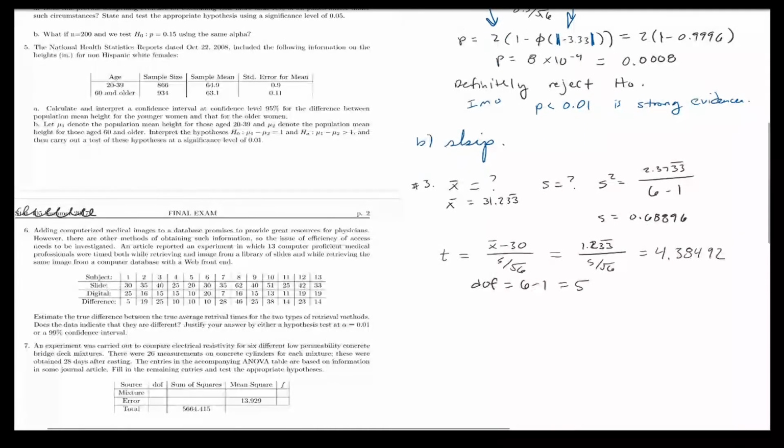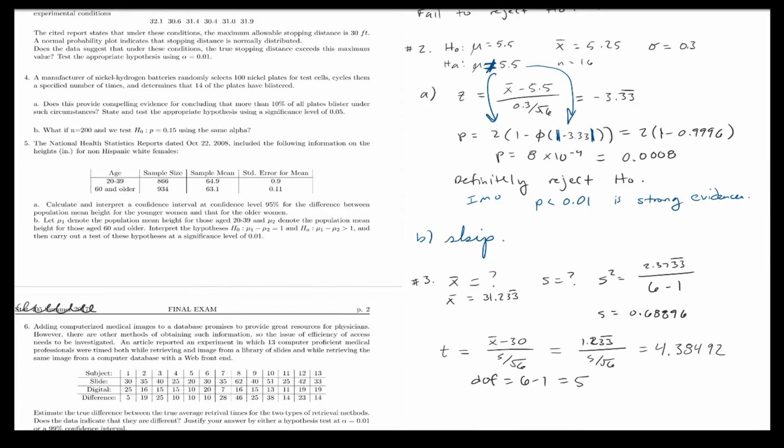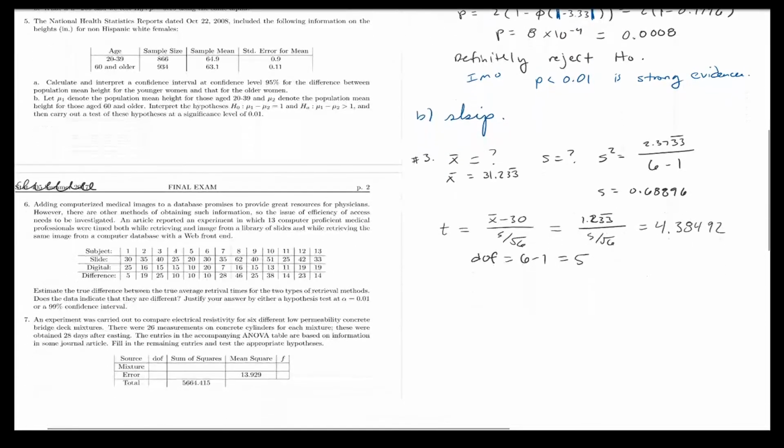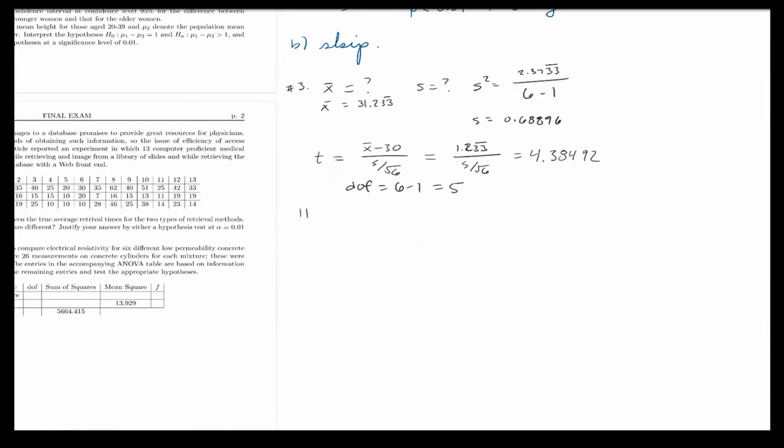So now I gotta look at my p-value. What's the alternative here? H0 is that mu equals 30. The alternative here is that mu is greater than 30. So this one, I just look at p equals t-curve tails. It's the probability that t is greater than or equal to 4.38492, and degrees of freedom equals 5.